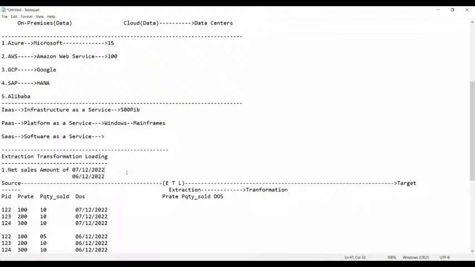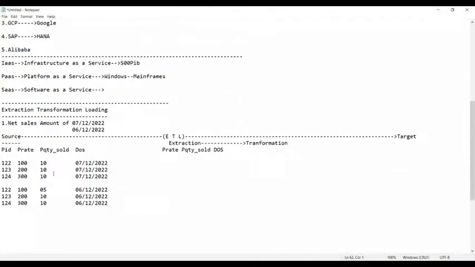Okay, everyone, just have a look. We were discussing this: the first part is extraction. Out of all this, we require pulling in the product rate, product quantity sold, and DOS. The date of sales is required in the process of extraction.